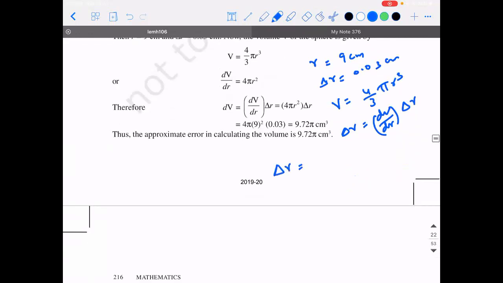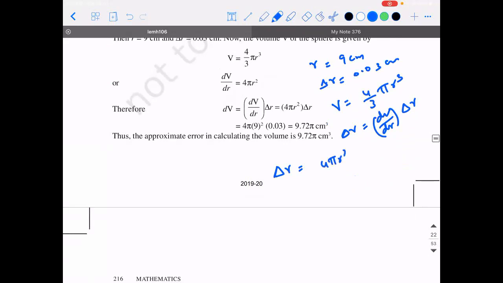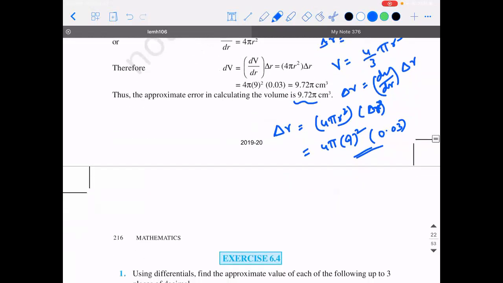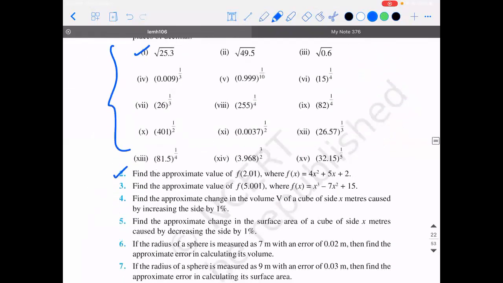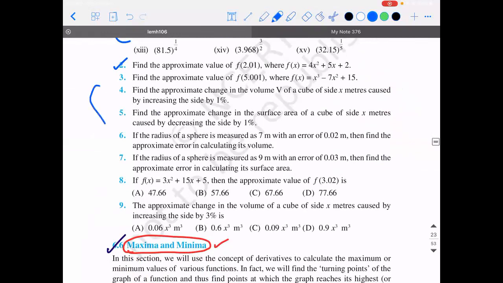So delta V is equal to, what is dV by dr? 4 pi r square into delta R. So 4 pi into r is how much? 9, no? 9 square into delta R, 0.03. If you calculate this value, that will give you the approximate error in calculating the volume. Clear? Yes, sir. So that is all with this exercise.